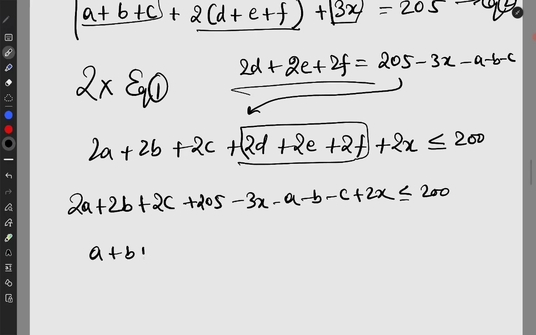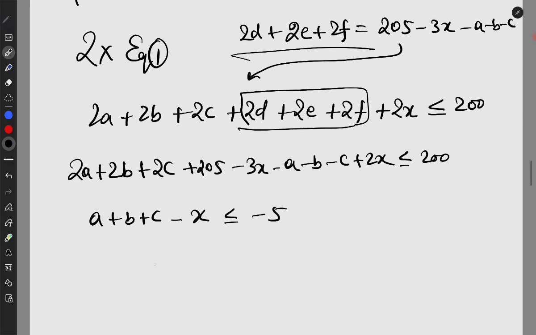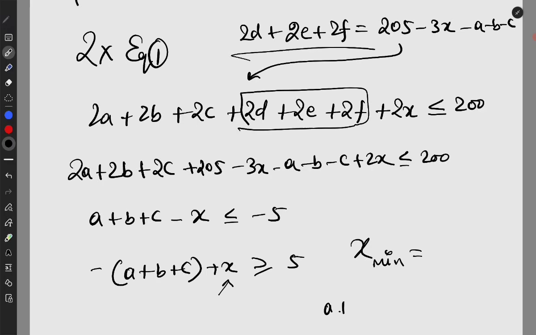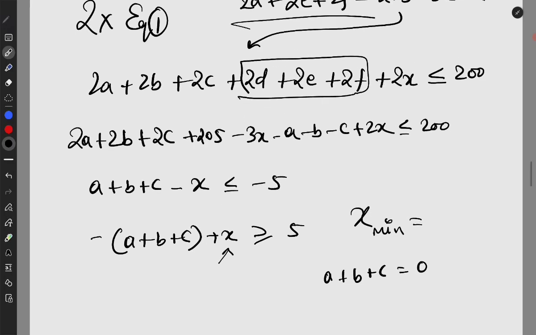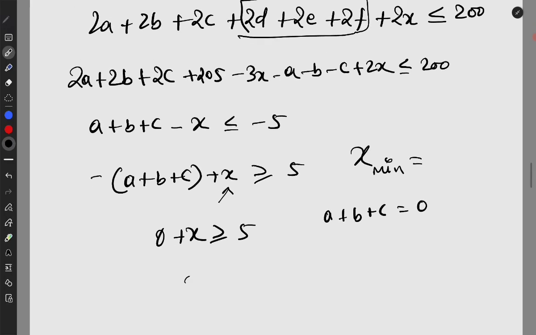Now we get a plus b plus c minus x is greater than or equal to minus 5. We'll just multiply by minus 1, so minus a minus b minus c plus x, the inequality gets flipped and it becomes 5. Now to get x as minimum, we can make a, b, c entirely equal to 0. If that becomes 0, it will get minimized. So 0 plus x is greater than or equal to 5. Now the minimum possible x will be 5.